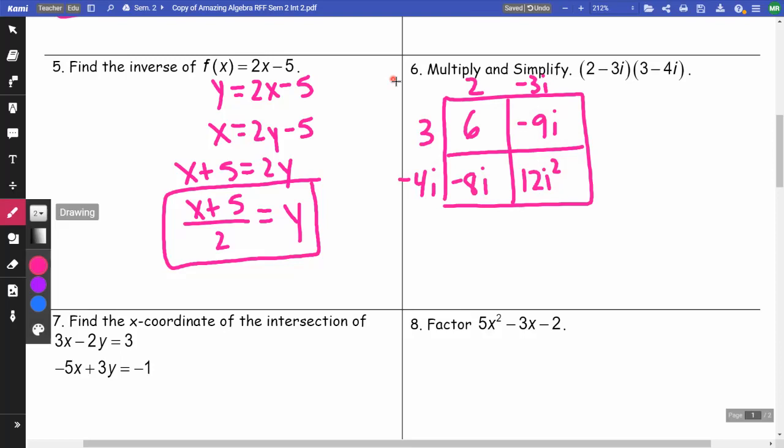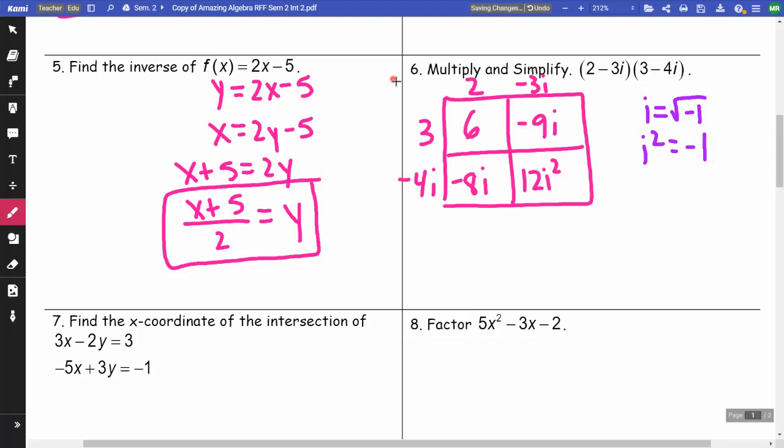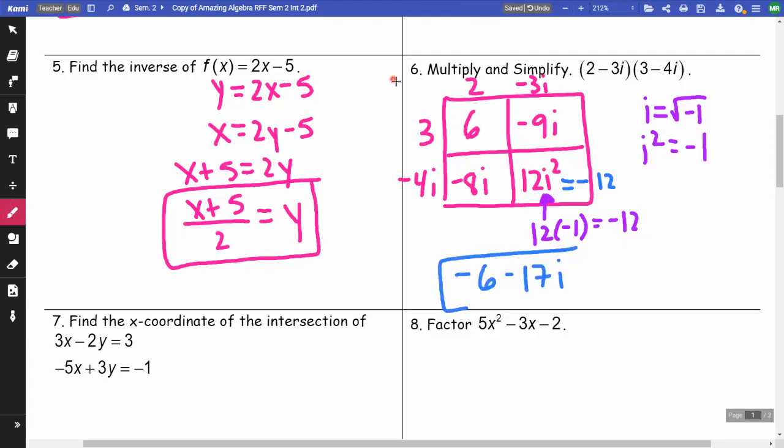Now, one thing to remember. i, remember, is equal to the square root of -1, which means i squared, if I square both sides, is equal to -1. So every time you see an i squared, you're going to give me a -1. So what that means is this right here is really 12 times a -1, or -12. So when I add all of this up, this is going to become a negative 12. So I'm going to get negative 6 minus 17i as my answer.